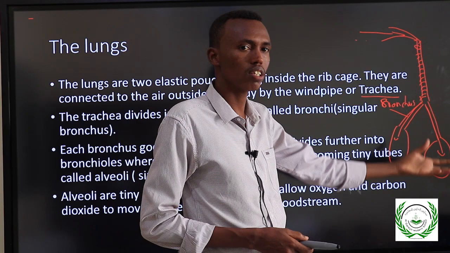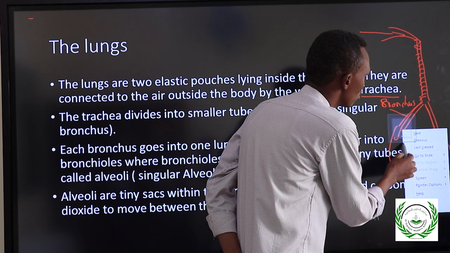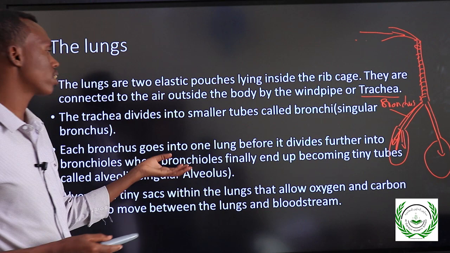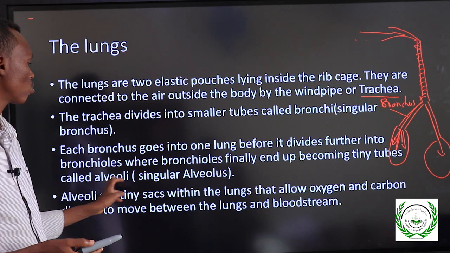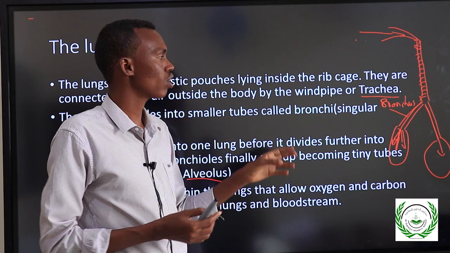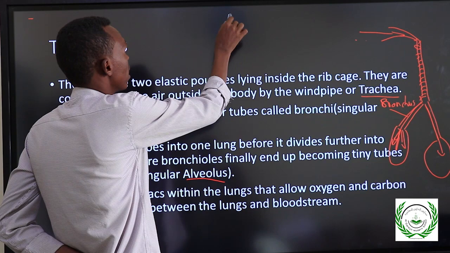Bronchioles are small branches of the bronchi, and they finally become tiny tubes or air sacs called alveoli, or alveolus in the singular form. So, for example, this is one lung that we draw.